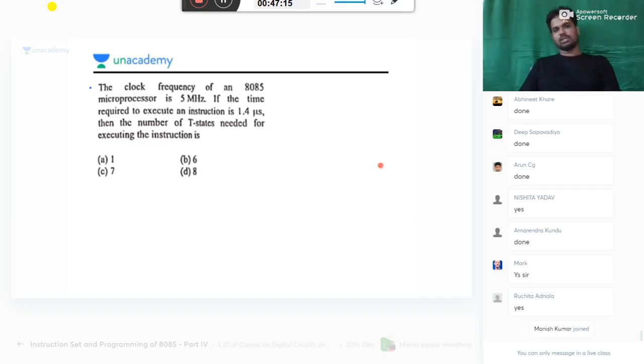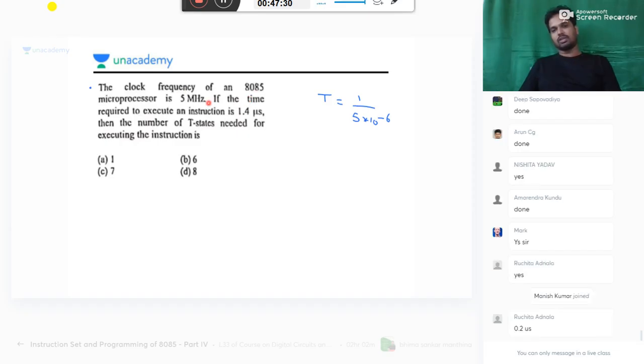Okay, so it is a simple question. The frequency, T state is equal to 1 by 5 into 10 power minus 6. So it is 0.2 microseconds. 1.4 microseconds is 7 into 0.2 microseconds. That is 7 T states. You divide these two and you will get the answer.